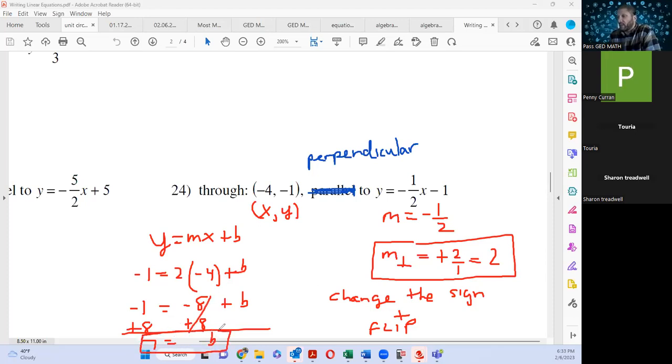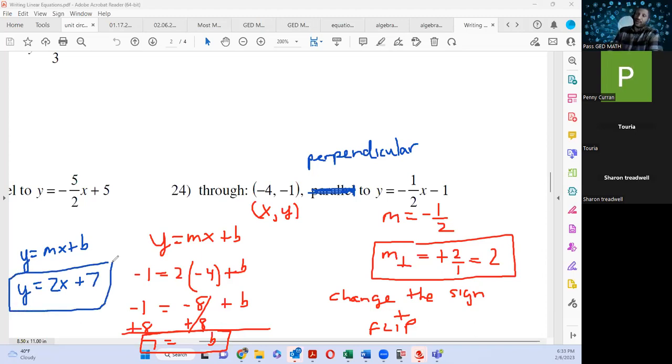So we know our y-intercept is 7. Our slope is 2. What is the equation of the line that is perpendicular? Hold on, let me get my y equals mx plus b. You always start with that. But what's our equation? y equals 2x plus 7. There we go. I just gave you 5 to 7 problems on your exam right now.